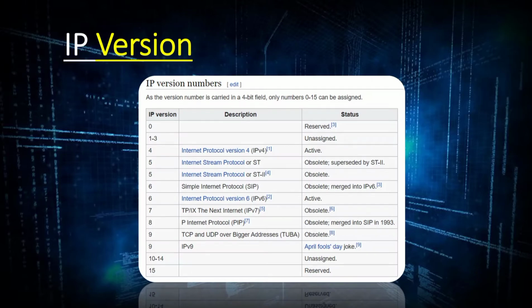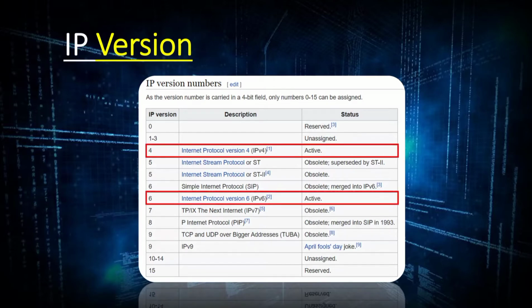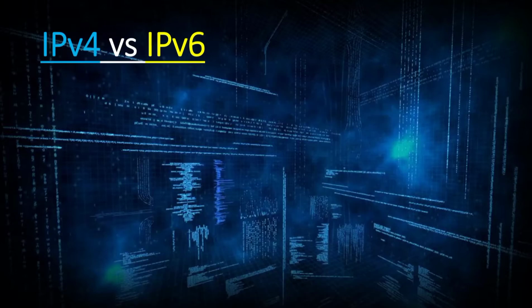Now IP versions. Most people have heard of version 4 and version 5, but there were 15 versions of it, where we are using two versions, version 4 and version 6, and the rest of the versions are obsolete or reserved. But right now in networking, we use only two versions, version 4 and version 6.